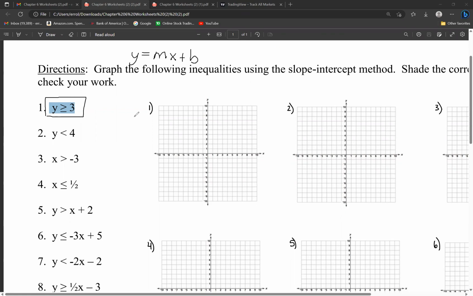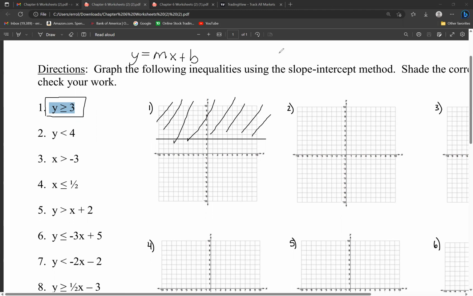Is there a slope? No. There's no slope, right? The slope is 0. So we always start at the y-intercept. So let's start at our y-intercept of 3. There's our y-intercept of 3. So we're saying y is greater than or equal to 3, so we say everything above that line.